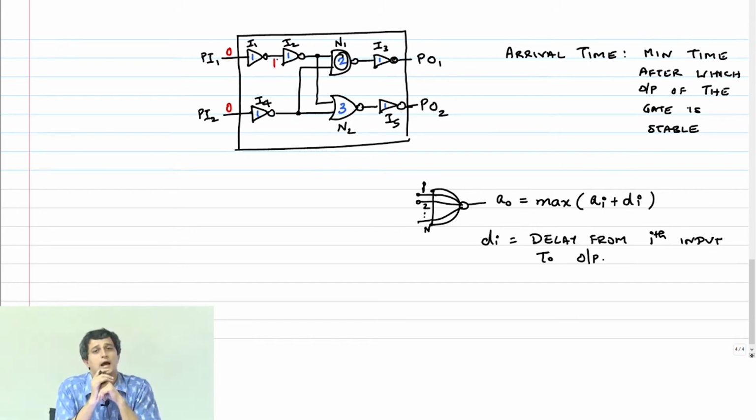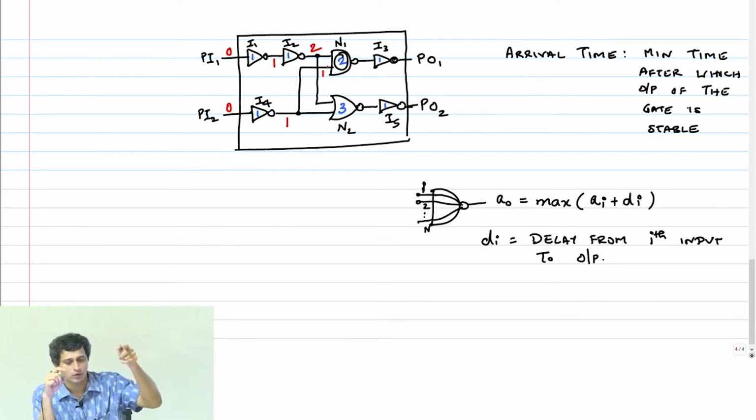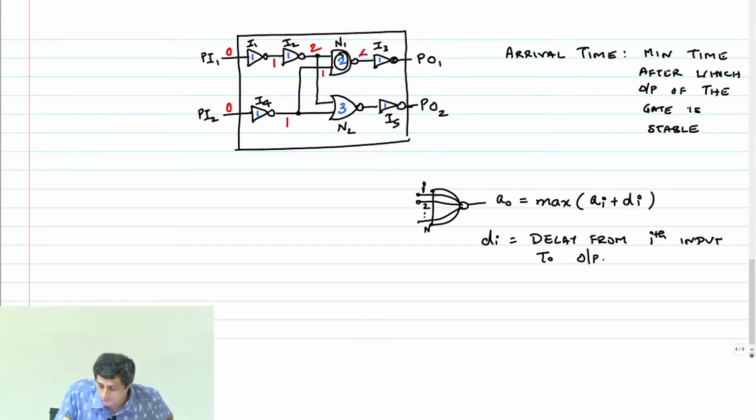What about arrival time at I2? It will be 2. What about arrival time at N1? Be careful here. It depends on when the other guy came. So therefore, you got to first solve for I4. What's the arrival time at the output of I4? 1. Now therefore, the arrival time at this node is also 1. Now you have to do max of arrival time at first input, which is 2 plus 2 and 1 plus 2, and therefore this will be 4.